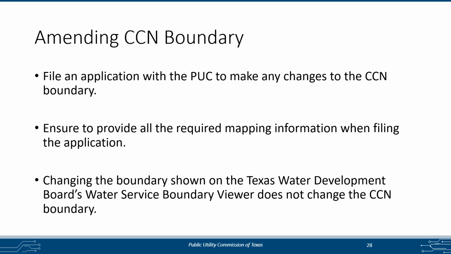When you do file an application with the PUC, it's important to include all the required mapping information, which includes a general location map, a detail map, and digital mapping data. As I mentioned previously, we highly recommend reviewing the PUC's CCN Mapping Resources webpage before filing an application. Also, based on that new rule, this is a requirement by the mapping professional before an application is filed as well, attesting that they've actually reviewed this information.